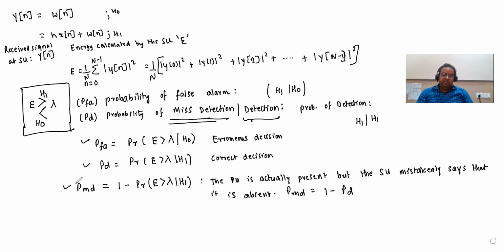We see that all these three parameters are completely dependent on the energy value that is calculated at the secondary user. And what is the energy value that is calculated at the secondary user? The energy value is the summation over mod of yn square. What is yn? If I say the energy under the H0 hypothesis, what its value will be? Under the H0 hypothesis, the value of energy will be 1 by n outside.